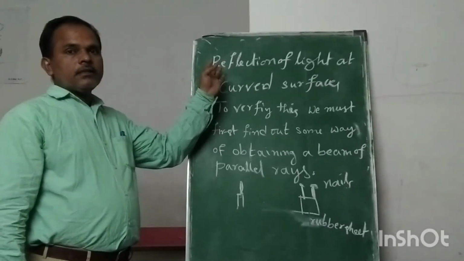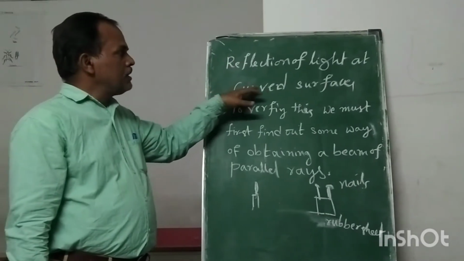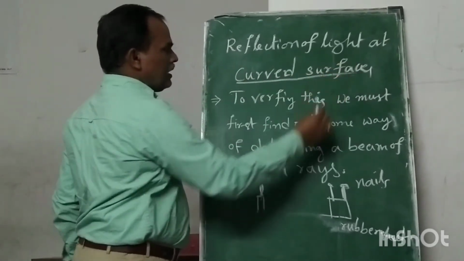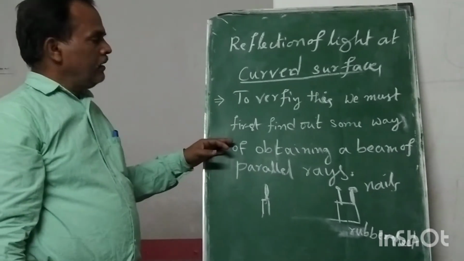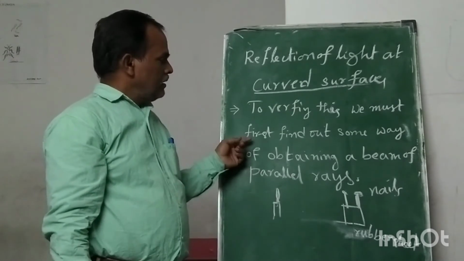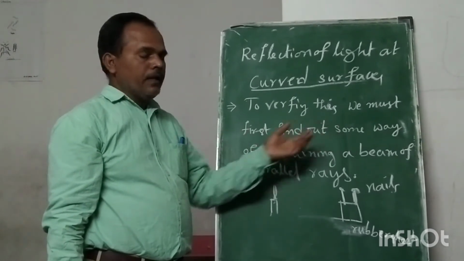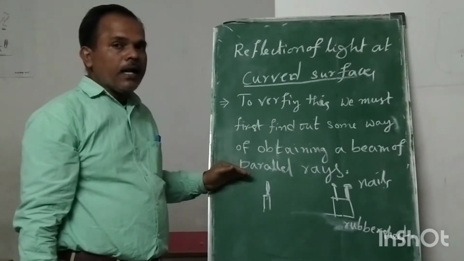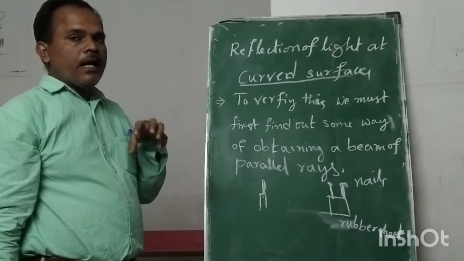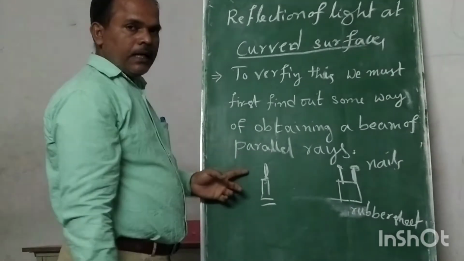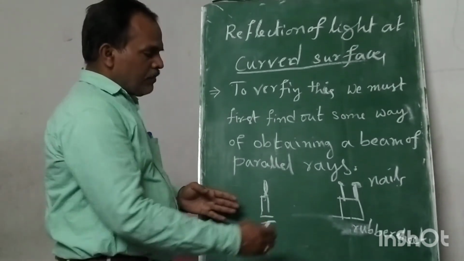We have discussed the reflection of light in curved surfaces. This depends on the light intensity. And to verify this, we must first find out some ways of obtaining a beam of parallel rays. How can we get parallel rays like this? That we will see. Take the source of light given nearest.